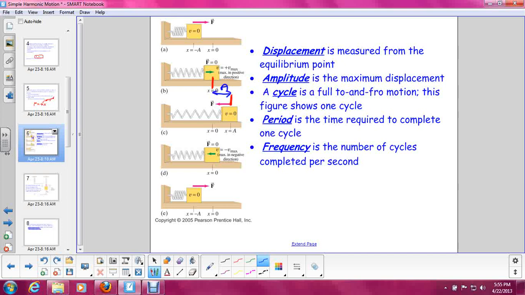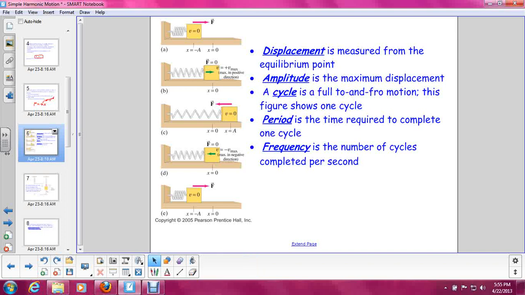If after that the box comes any farther in, let's say it only comes to about here, that is no longer the amplitude, because the amplitude is the maximum displacement that you can have. Anything in between is not amplitude.